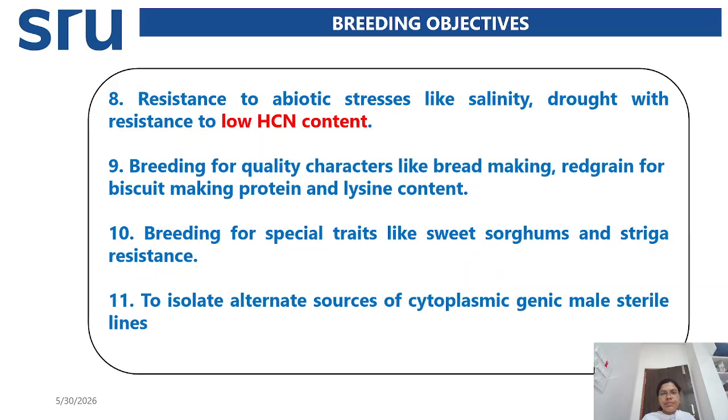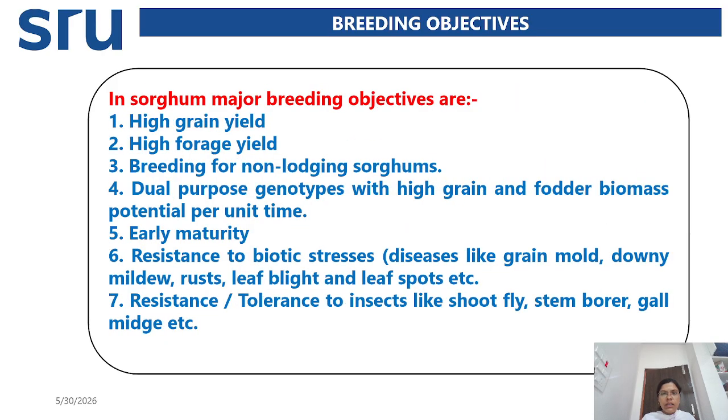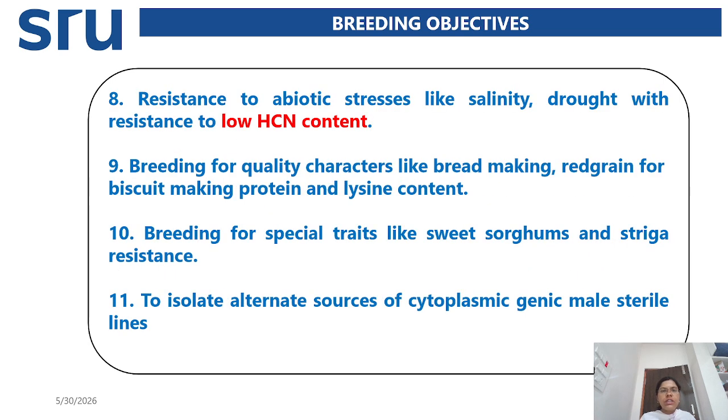So these are the major breeding objectives. Apart from this, we can also see some other breeding objectives, that is resistance to abiotic stresses like salinity and drought, with low HCN content, that is hydrogen cyanide. Generally, we have to select fodder types which have low HCN content. If this content is more, it is harmful to cows and buffaloes. So we have to breed varieties which have low HCN content.